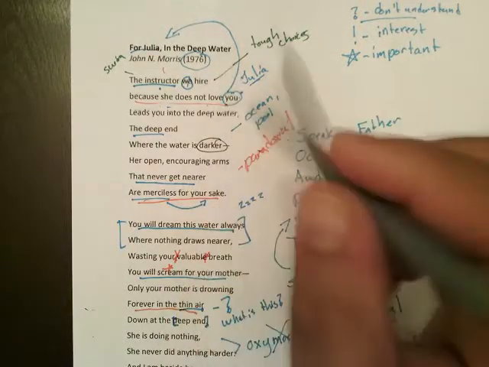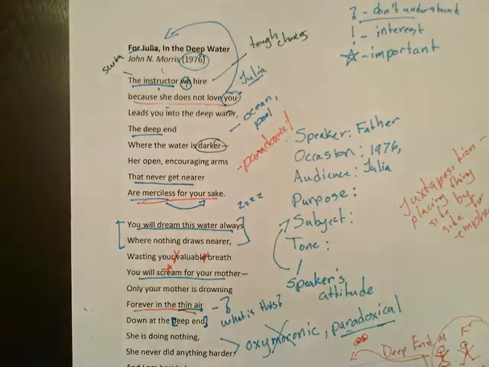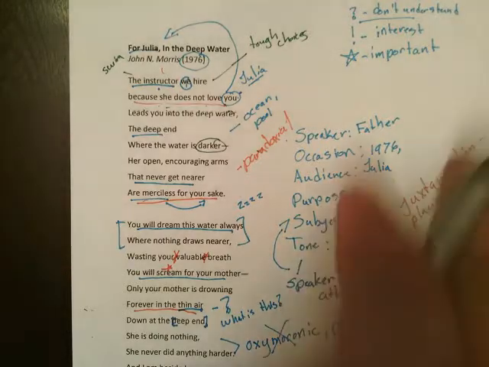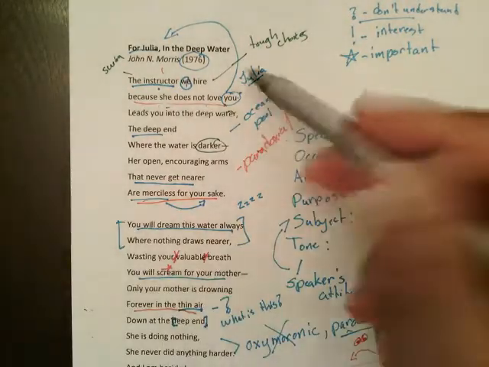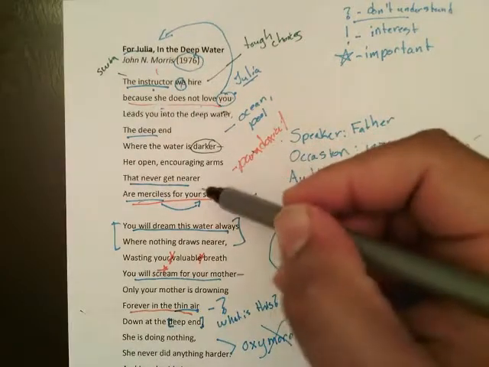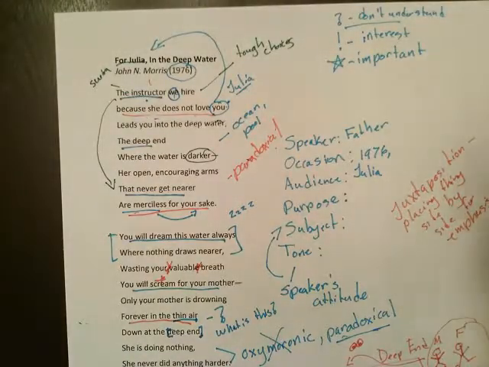When I do this poem in class, I always talk about the sounds: water, darker, etc. I'm not going to do that in the interest of time right now, because I'm not teaching the poem, I'm using this poem to teach something else. Okay. Her open, encouraging arms that never get nearer are merciless for your sake. So they hire her because she can sit back and do this and be kind of cruel, right? Because this isn't her kid, she doesn't have to watch it, and she's seen all these other kids go through all this, so she understands, right?